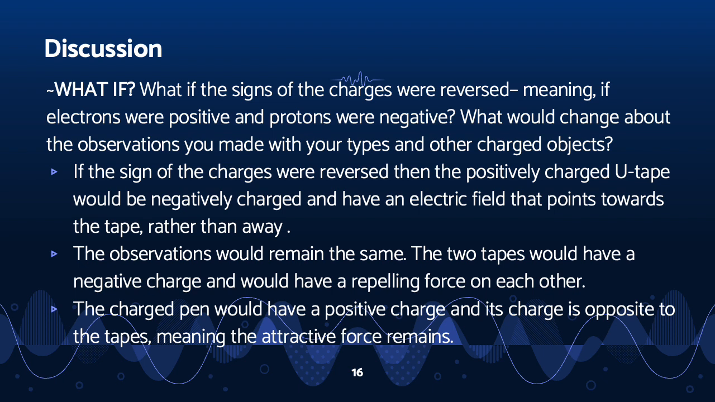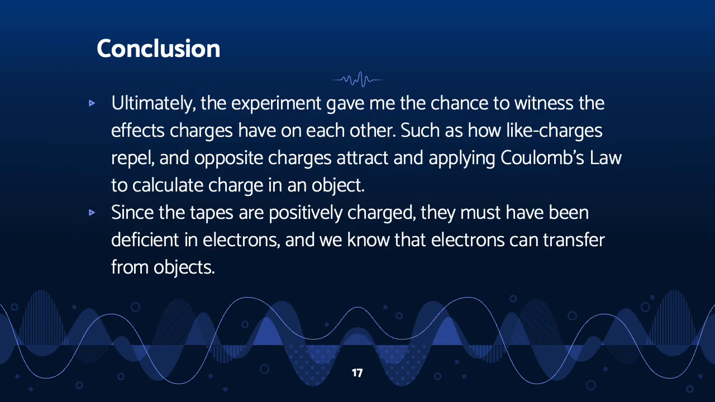The charged pen would have a positive charge, and its charge is opposite to the tapes, meaning the attractive force remains. Ultimately, the experiment gave me the chance to witness the effects charges have on each other, such as how like charges repel and opposite charges attract, and applying Coulomb's law to calculate charge in an object. Since the tapes are positively charged, they must have been deficient in electrons, and we know that electrons can transfer from objects.